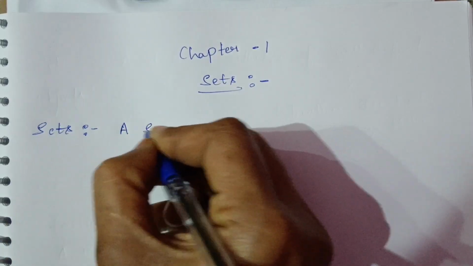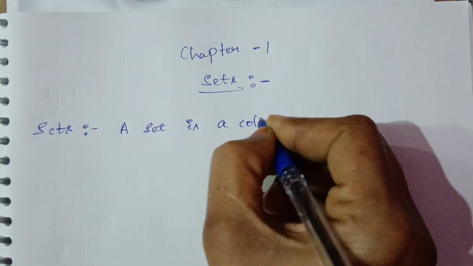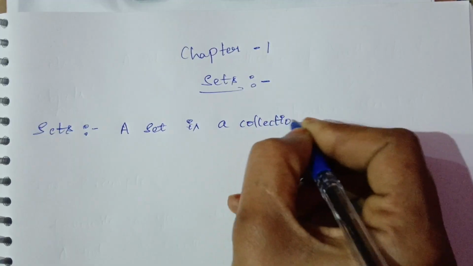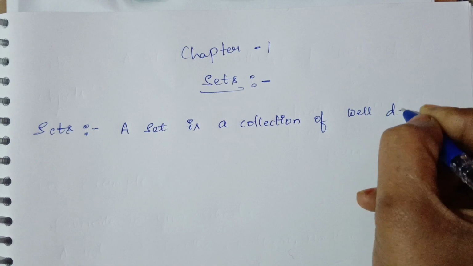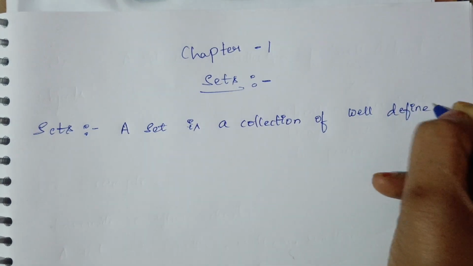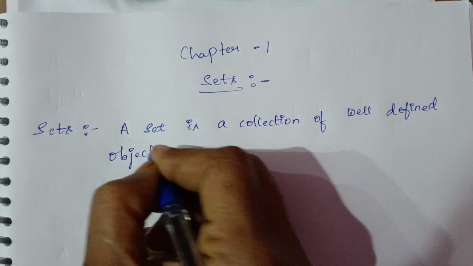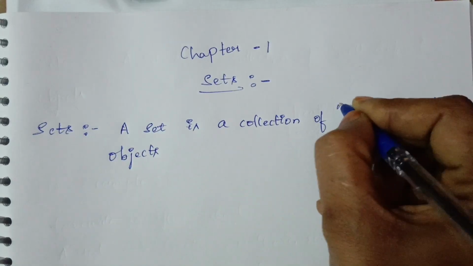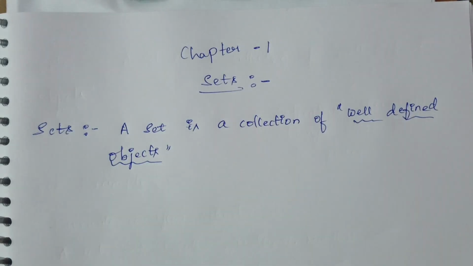A set is a collection of well-defined objects. A set is a collection of well-defined objects. What is this well-defined? What do well-defined objects mean?